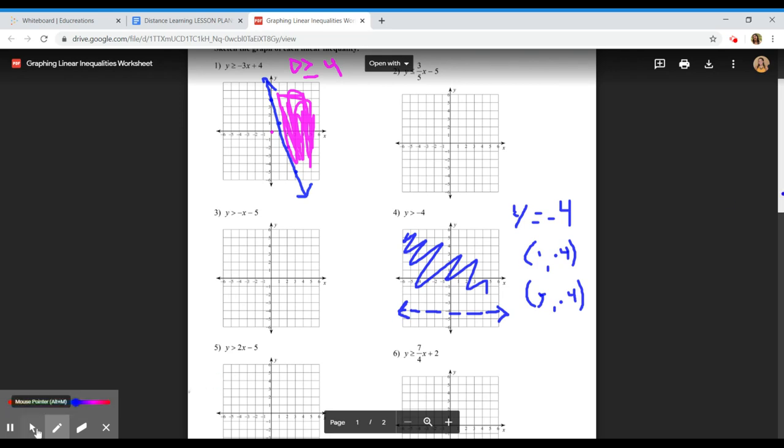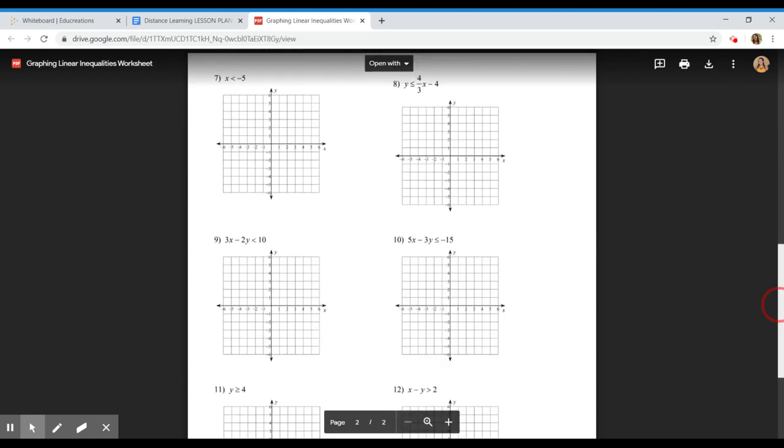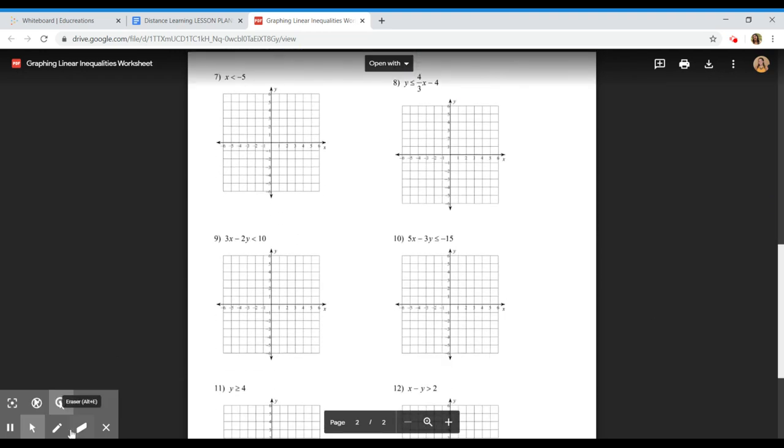The only other problem type I wanted to go over before you get started on your own is something where you have to convert to slope-intercept form. For something like number 9, my goal is going to be to isolate y, so I would start by subtracting that x term. When I subtract 3x from both sides, I'll be looking at -3x plus 10. I still have that less than, and I have a -2y. So I subtracted 3x from both sides.